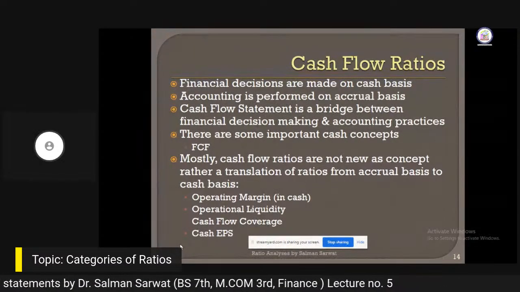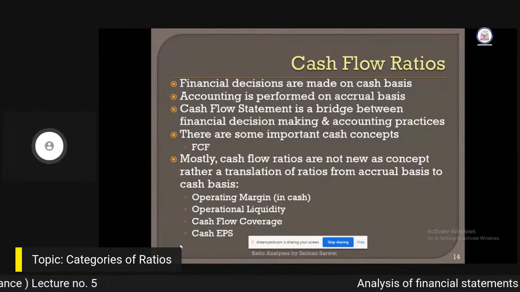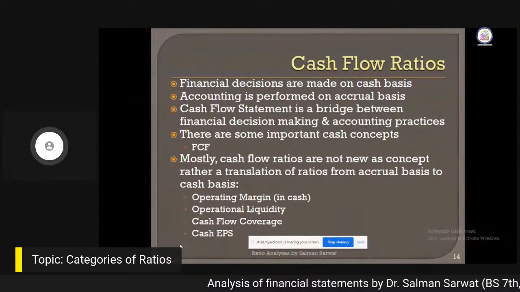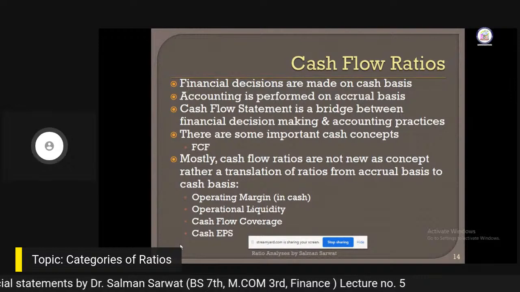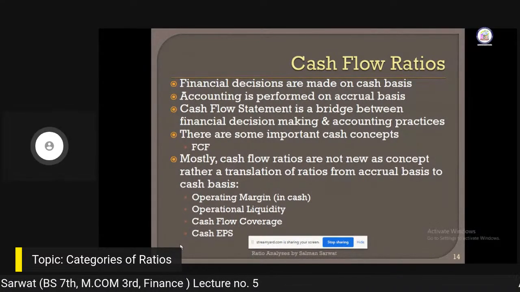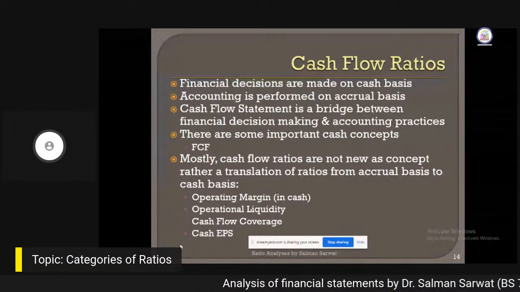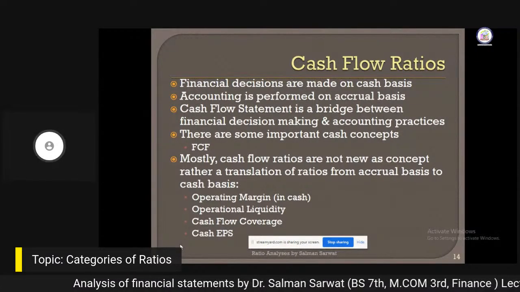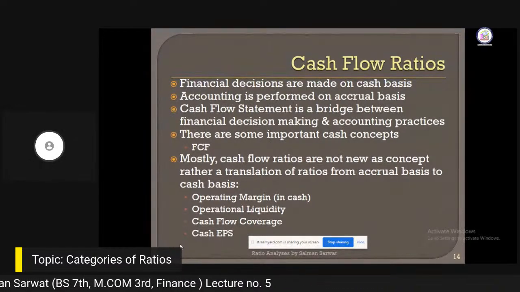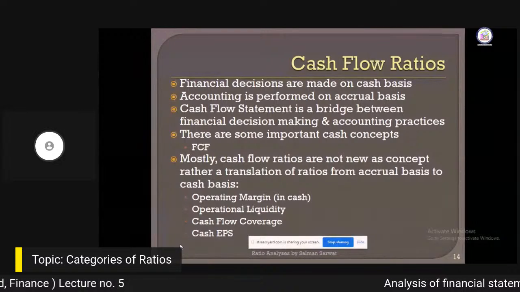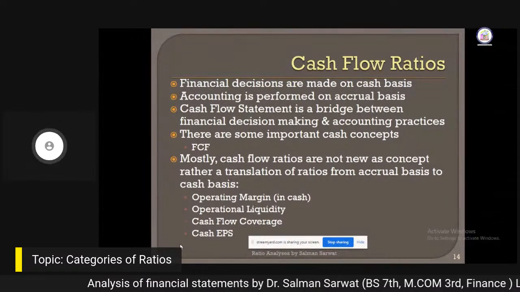Usually, in cash flow ratios, there is no new ratio as such, although there are a few new ratios as well. In this category, what we are doing is converting those accrual basis ratios which we have already calculated into cash basis. For instance, you have calculated operating margin, but that operating margin was based on accrual basis information. Here you convert that operating margin into cash operating margin.